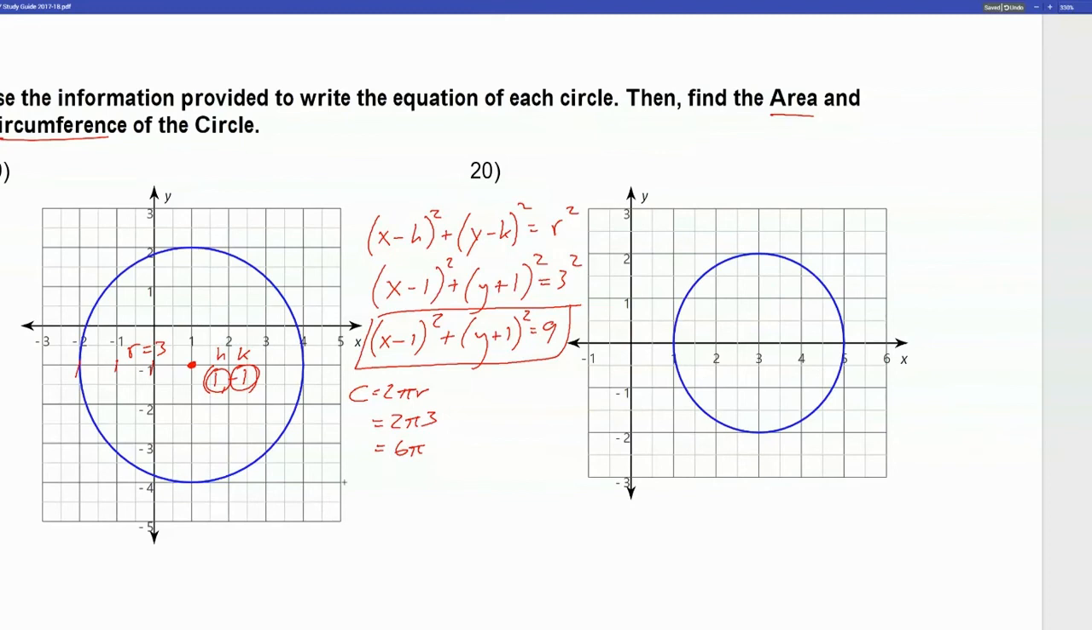I'm just going to do 3.14, and you should get 18.84. I really feel like I've gotten that answer somewhere. I think it was a Kahoot maybe that I set up recently.